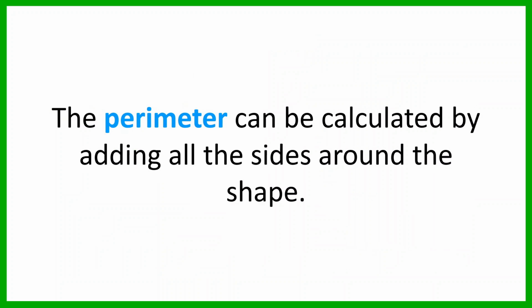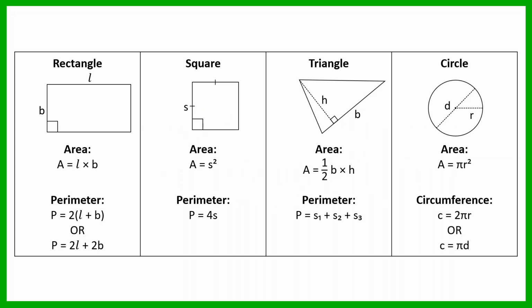To work out the perimeter of the complex shape, you're going to just add up all the sides around the shape. Now, before we go on to an example, I just want to remind you about the formulae that you should know. So for a rectangle, the area is length times breadth. The perimeter is 2 times length plus breadth, or 2 lengths plus 2 breadths. For a square, the area is side squared. For the perimeter, it's 4 times side. For a triangle, the area is half base times height. For the perimeter, you add up all 3 sides.